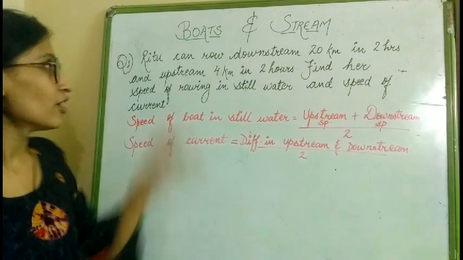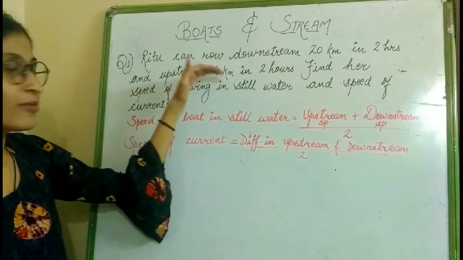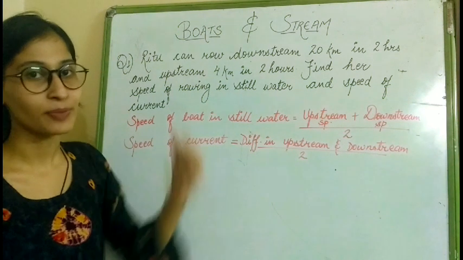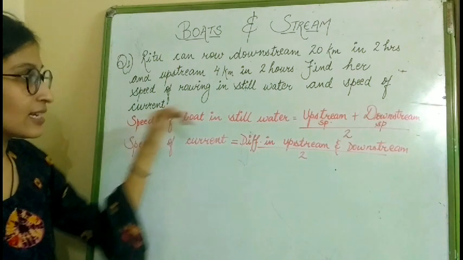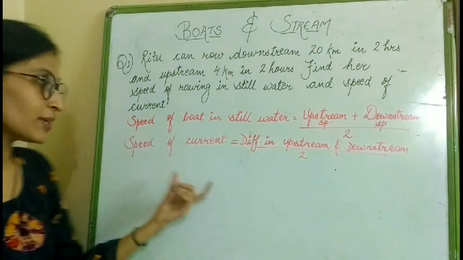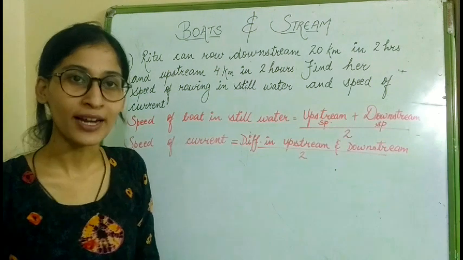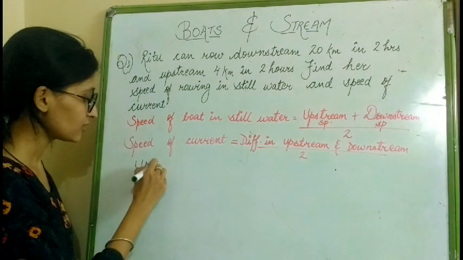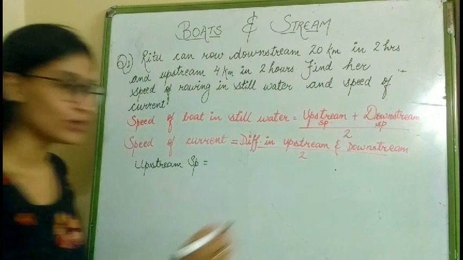First question here is, Ritu can row downstream 20 km in 2 hours and upstream 4 km in 2 hours. Find her speed of rowing in still water and speed of current. We know the formula for speed of boat in still water is addition of upstream and downstream speed divided by 2, and speed of current is difference in upstream and downstream speeds divided by 2. So first we need to calculate our upstream speed and downstream speed.